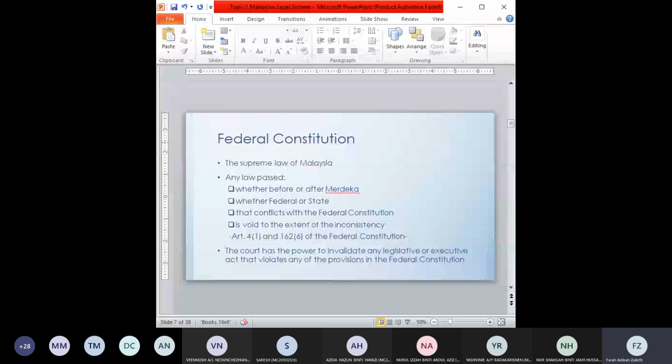The most important feature of the federal constitution is that it is the supreme law of Malaysia. So it is the highest law in Malaysia. If you want to make any law, you have to refer to the federal constitution first. If it is allowed under the federal constitution, then you can make the law. So the most important feature of the federal constitution is that it is the highest law of the land, or what we call the supreme law of Malaysia. Okay, so that is the federal constitution.